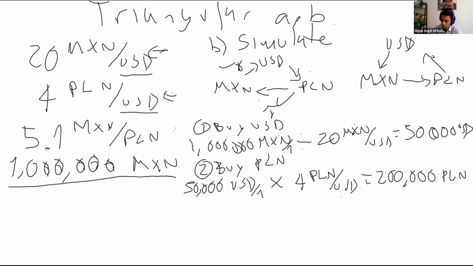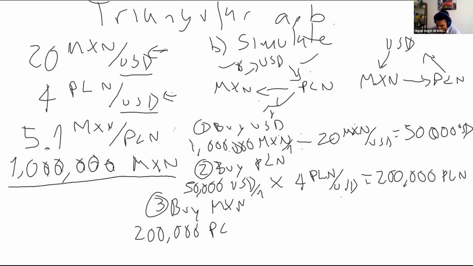Right. We are done with step number 2, and let's continue with step number 3, which will be buy pesos. So we have 200,000 Polish zloty, and then we need to convert those zloty to pesos. Which exchange rate are we going to use? Here, be careful, because some people choose the cross rate, and the cross rate is not relevant in here.